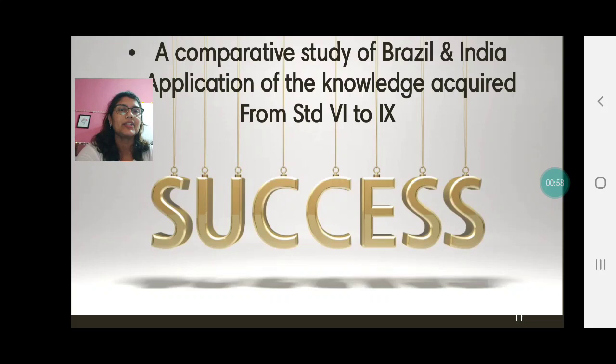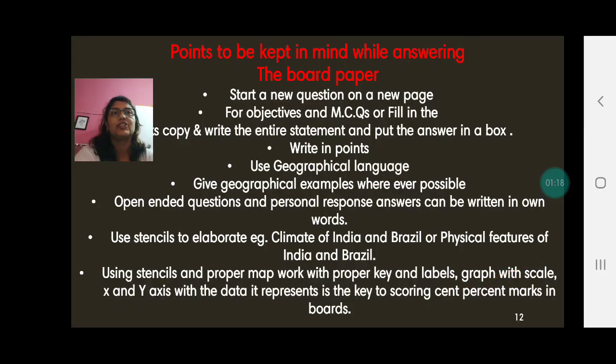And the same applies to all the chapters from 1 to 9. Then there are no new concepts as such. There are no new definitions and all. We need to apply the knowledge that we acquired from standard 6 to standard 9 and understand India and Brazil in a better way by applying that knowledge.